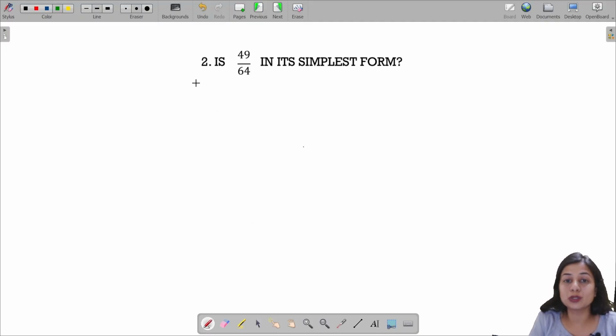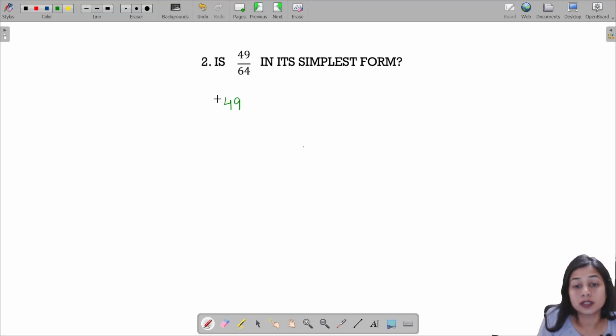So question number 2 and the last question is: is 49 over 64 in its simplest form? So class, how are we going to find out whether the fraction is in its simplest form or not? We're going to find the HCF and we are going to check whether the HCF is 1 or not, right? So let's find the prime factors of 49. So it is 7 times 7 is 49, 7 times 1 is 7.